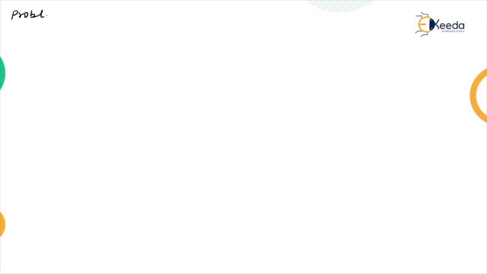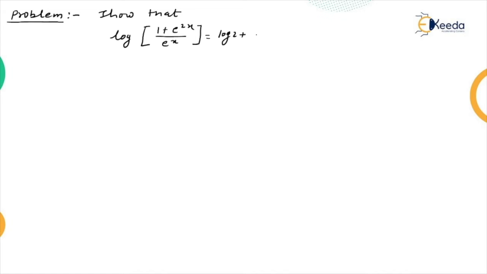Here the problem is given that you have to show that log of (1 plus e to the power 2x) divided by e to the power x is equal to log 2 plus x square divided by 2 minus x raised to 4 divided by 12 plus x raised to 6 divided by 45 plus and so on. We get this series on the RHS. We have to show it, if the given is the RHS.